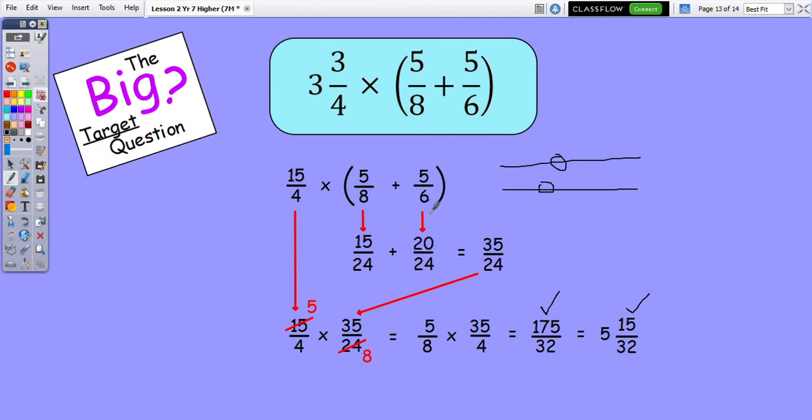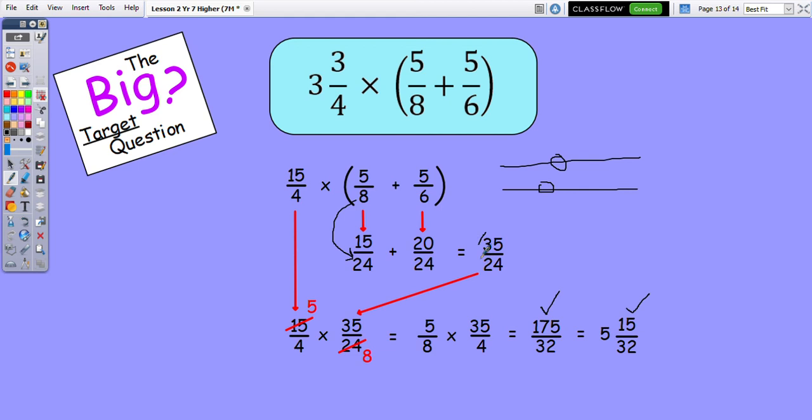If I used 48, then I would have to simplify the answer. So I use 24. 8 to 24 is 3, so 5 multiplied by 3 is 15. 6 to 24 is 4, so 5 multiplied by 4 is 20. Okay, so 5/8 becomes 15 over 24. 5/6 becomes 20 over 24, and I can now just add the numerators.